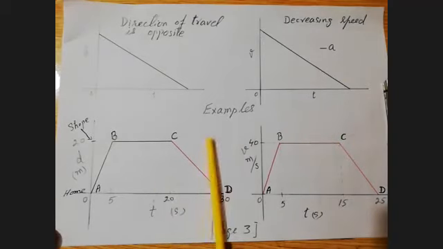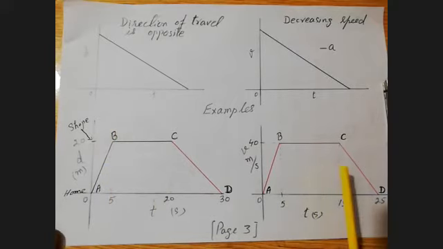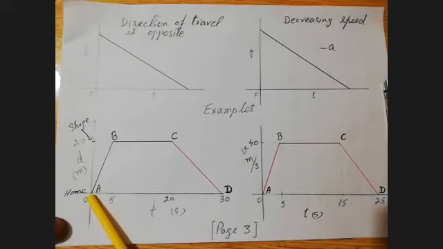Now I have made an example for both the graphs. This is an example of a distance time graph, and this is an example of a speed time graph or velocity time graph. Now here you can see that the body is starting from A to B.